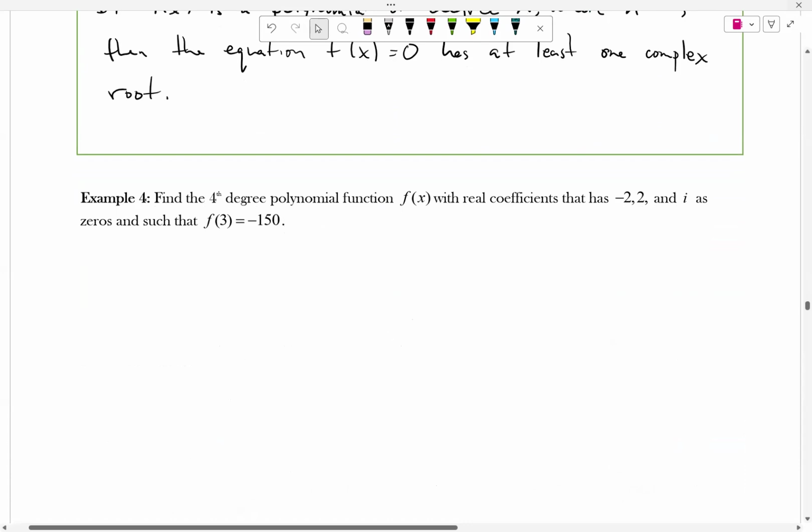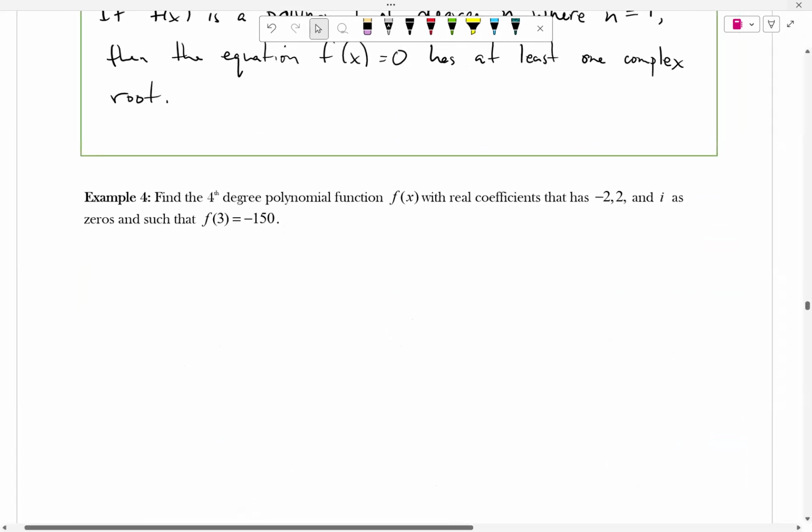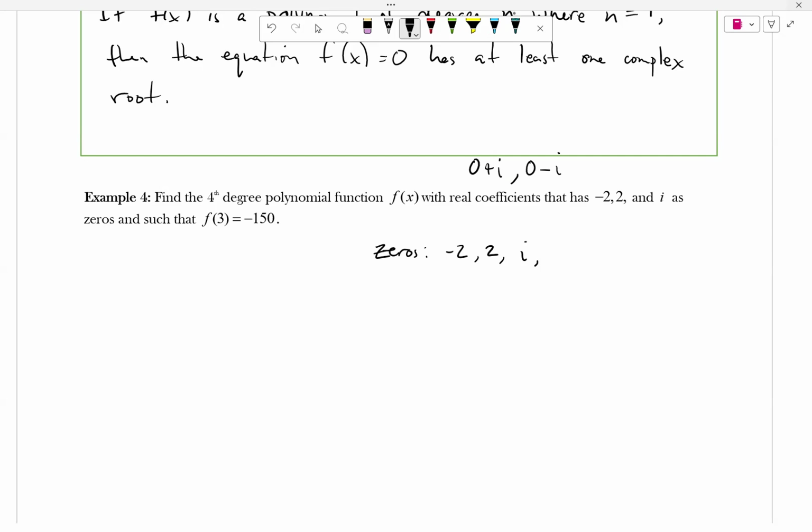Find the fourth degree polynomial function with real coefficients. Yeah, that is one of the properties. The polynomial has to have real coefficients. You can't have imaginary coefficients. That has real coefficients that have -2, 2, and i as zeros, such that f of 3 equals -150. We now know that the zeros are -2, 2, i, and -i. That's 0 plus i and 0 minus i. They come in conjugate pairs, so there's an imaginary portion. So we're looking for the function.